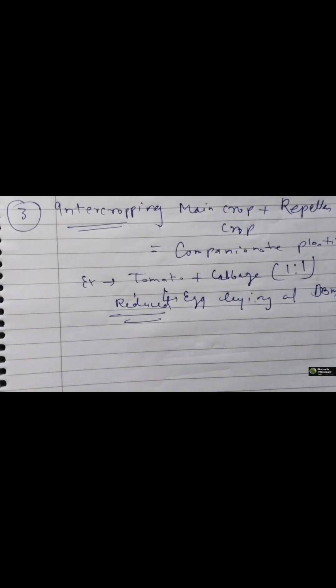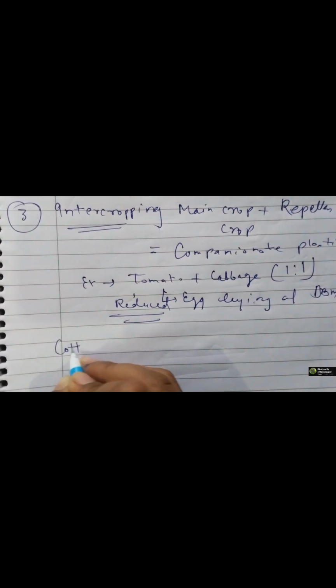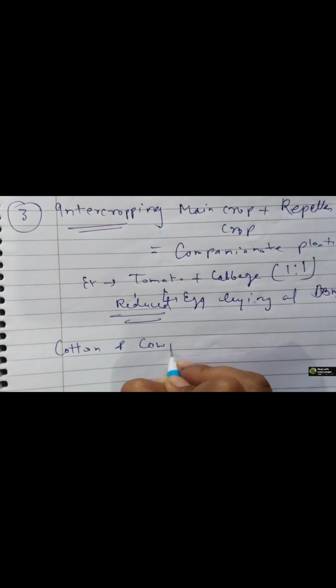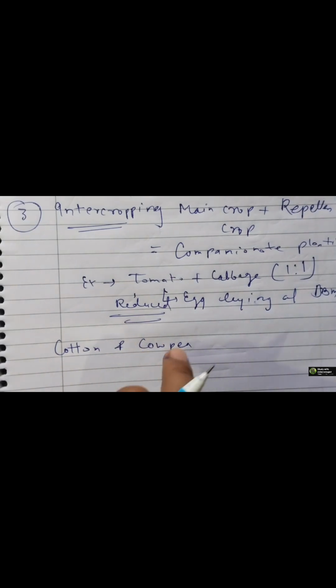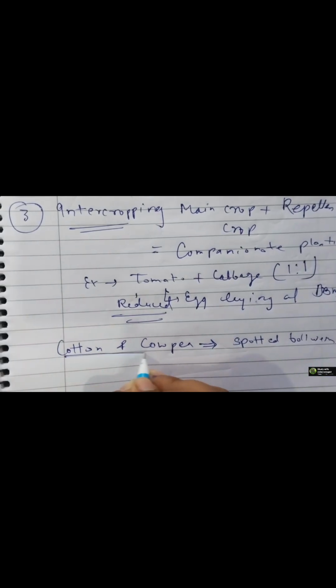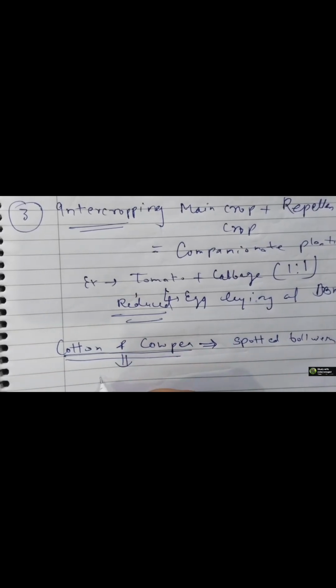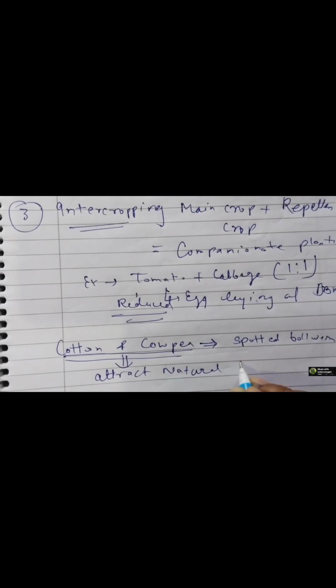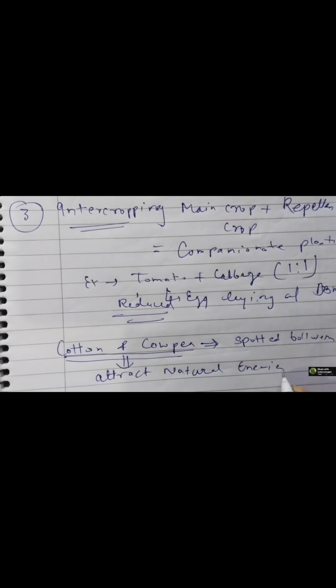Then the next will be cotton and cowpea. Cotton and cowpea, both are main crops only. Cotton with cowpea attracts more coccinellid predators, which resulted in increased natural parasitism of spotted bollworm. So it is against spotted bollworm. Okay, and the main function is to attract natural enemies.